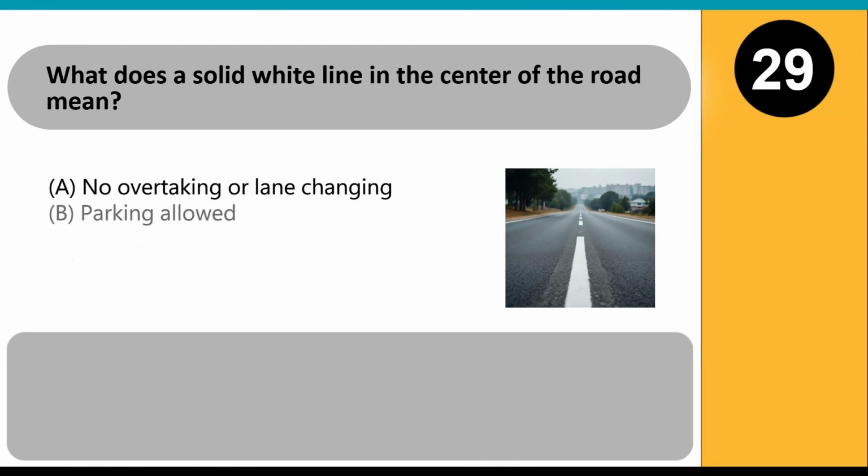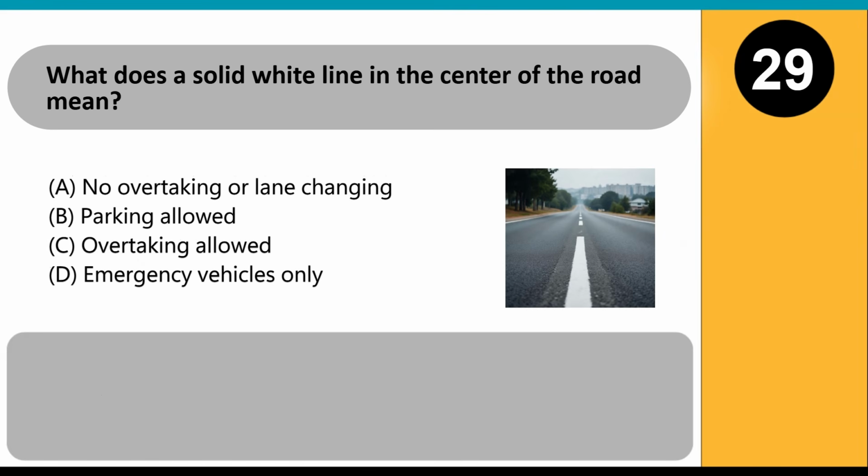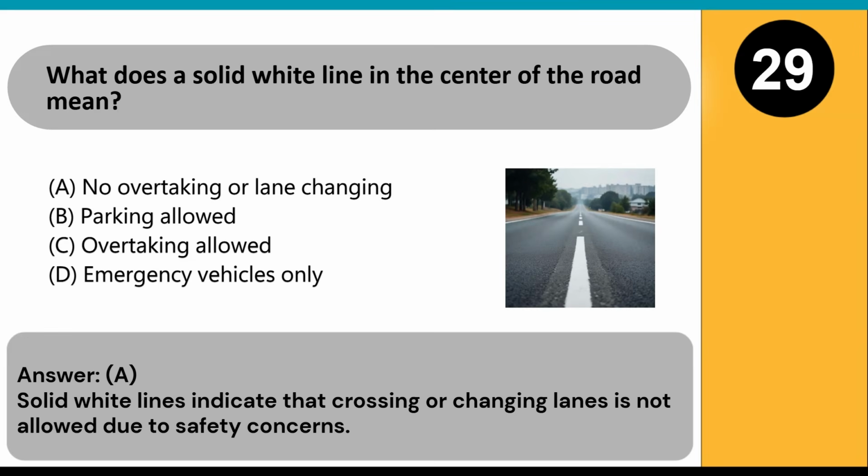What does a solid white line in the center of the road mean? A. No overtaking or lane changing. B. Parking allowed. C. Overtaking allowed. D. Emergency vehicles only. Answer: A. Solid white lines indicate that crossing or changing lanes is not allowed due to safety concerns.